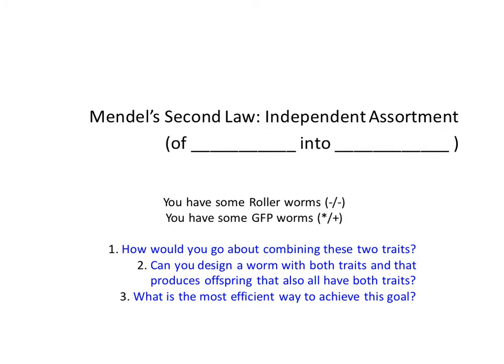So that's independent assortment of genes into gametes. And now it's time to make use of that knowledge again. Tried it on the quiz, time to apply.